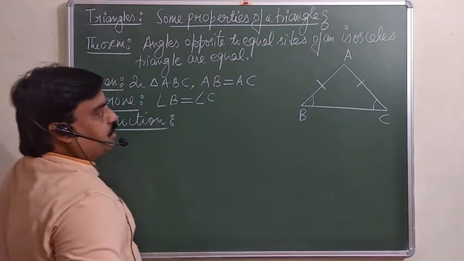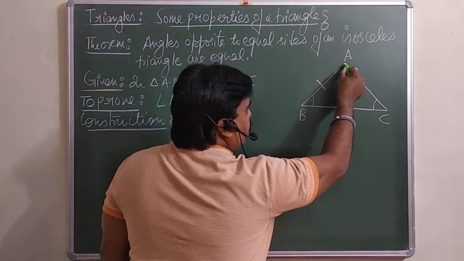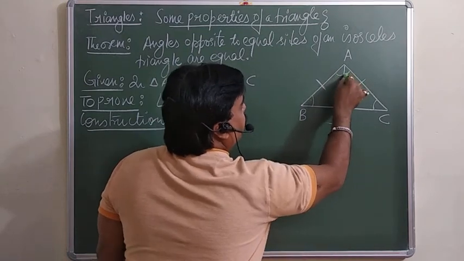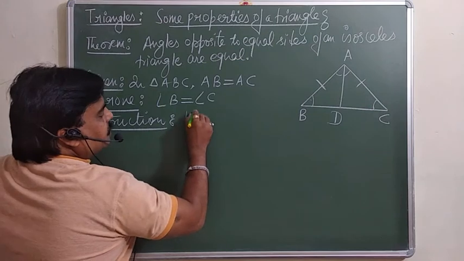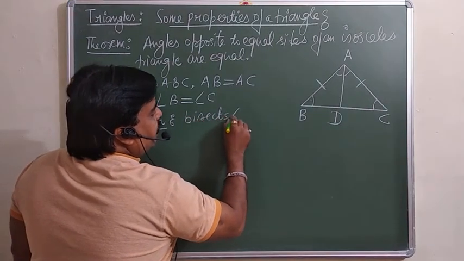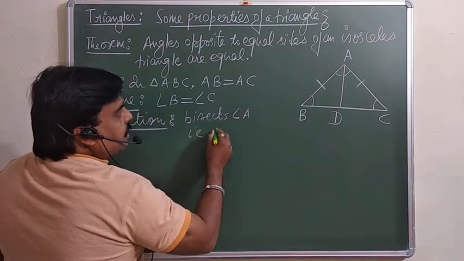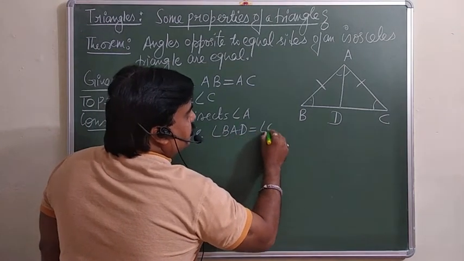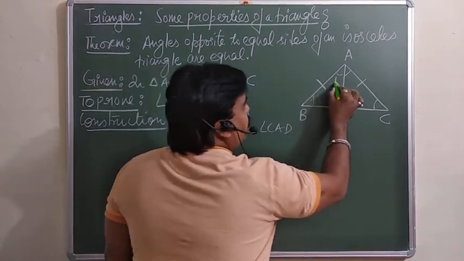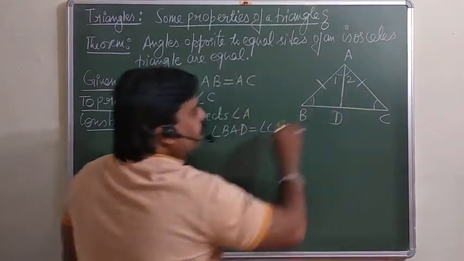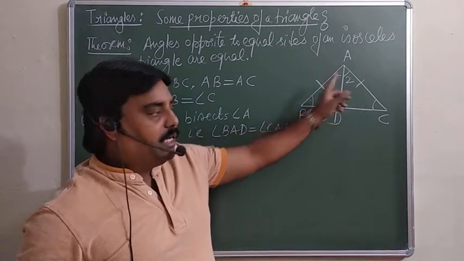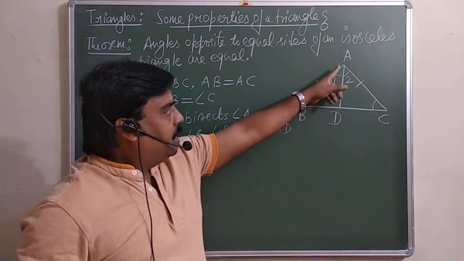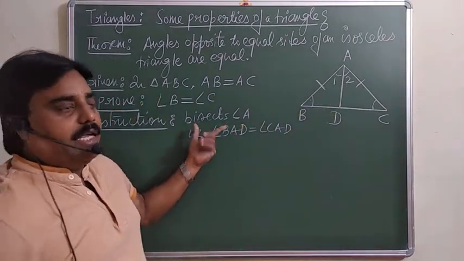So you need a construction here. In the construction, we are supposed to draw AD as the bisector of angle A. That is, angle BAD is equal to angle CAD. We draw angle 1 equal to 2. We are going to draw AD as the bisector which bisects angle A. That is what we do in the construction. In construction, what are we doing? We are drawing line AD which is going to bisect angle A.